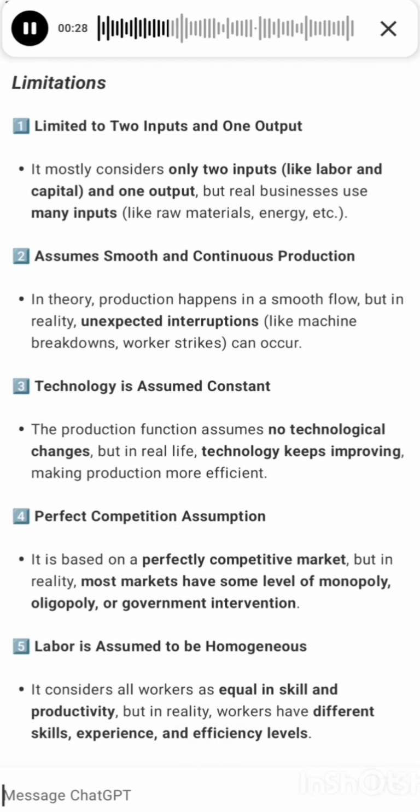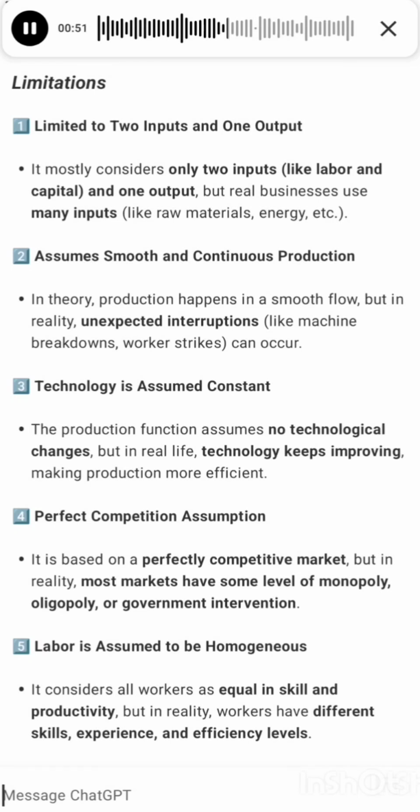2. Assumes smooth and continuous production. In theory, production happens in a smooth flow, but in reality, unexpected interruptions, like machine breakdowns and worker strikes, can occur. 3. Technology is assumed constant. The production function assumes no technological changes, but in real life, technology keeps improving, making production more efficient.